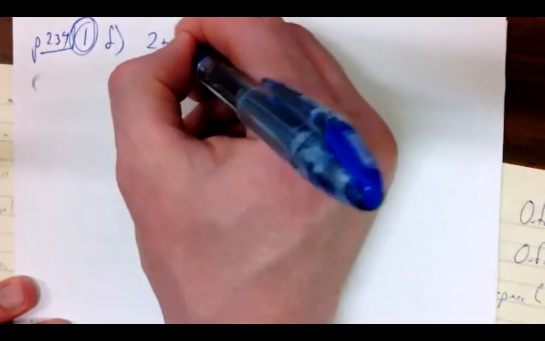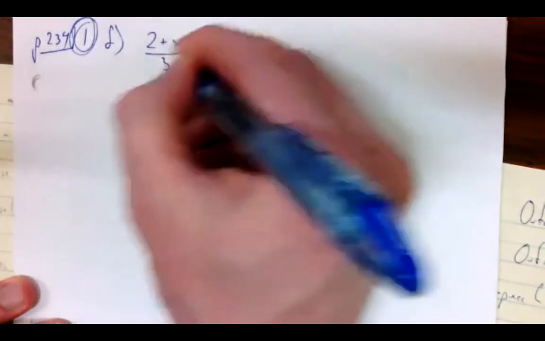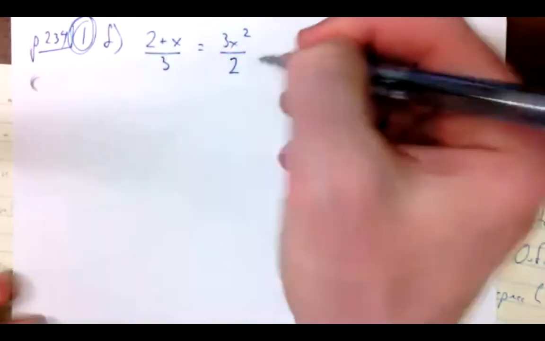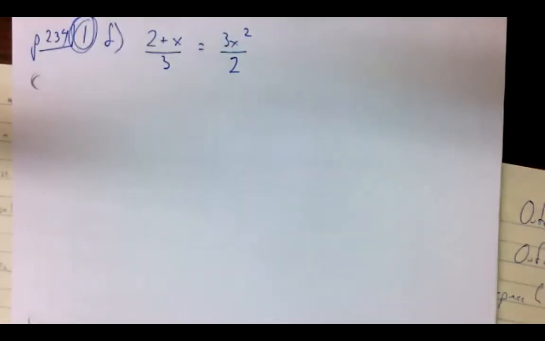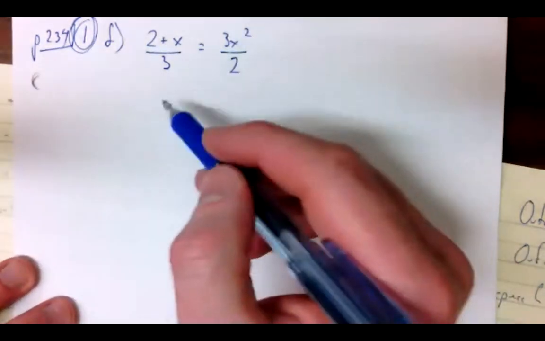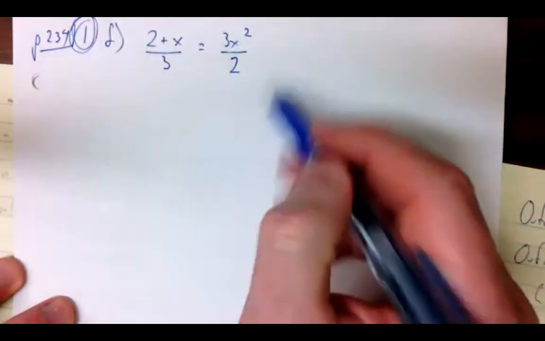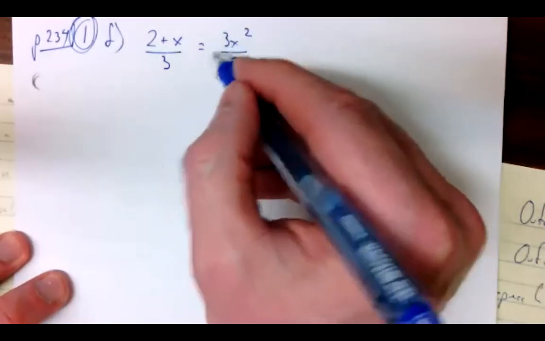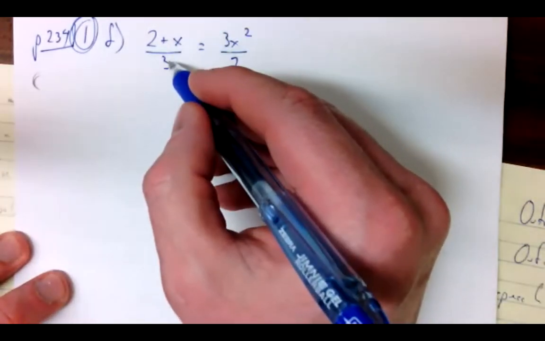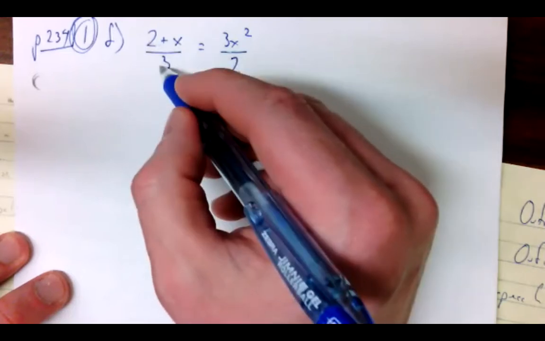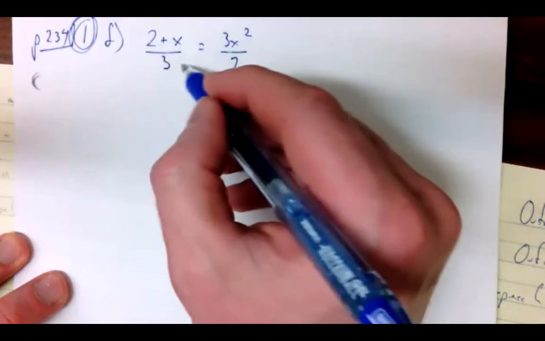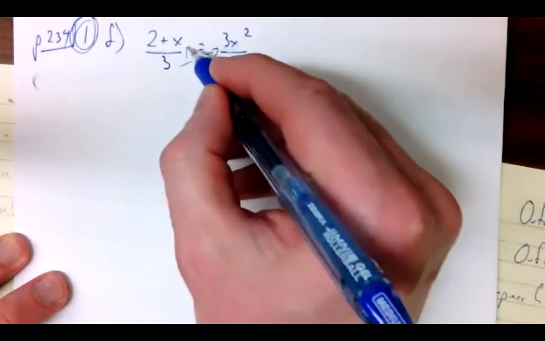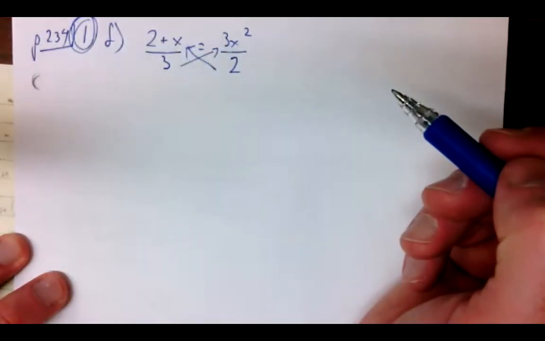So 2 plus x over 3 equals 3x squared over 2. There's a bunch of different things that we can do, because the first thing that I want to do is just get rid of the fractions. It's a pain. The simple way, if you guys remember this: if I multiply both sides by 3, the 3 on this side cancels. So it's just like I get rid of it. So really, I'm kind of just multiplying this side by 3. And I'm doing the same thing on this side: I multiply this side by 2.